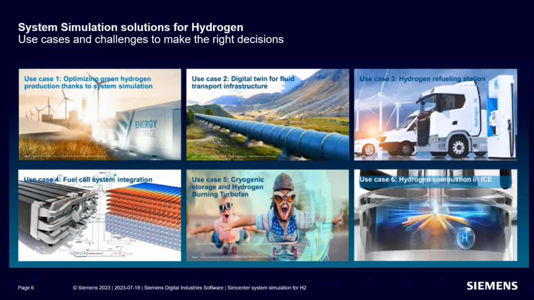Regarding the applications, here are six examples of applications that we are already used to address with hydrogen. It starts with hydrogen production, especially green hydrogen production with renewable energies. It can be the transportation of the hydrogen in long piping systems. It can be the refueling or the hydrogen dispenser in refueling stations, or the usage of hydrogen in different kinds of systems, from fuel cells, turbofan of aircraft, combustion engine, for instance.